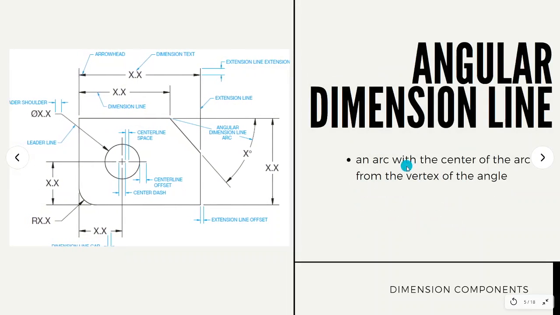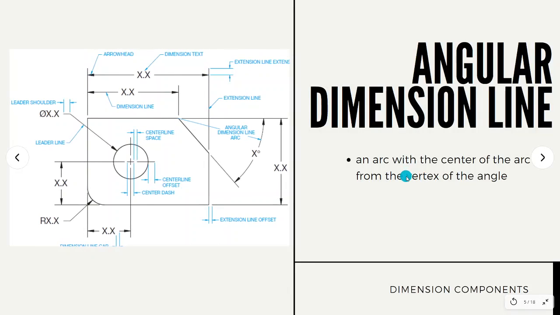So moving on to our angular dimension line. This is an arc with the center of the arc at the vertex of the angle. So we would be using an angular dimension line, which is an arc, for the typical measuring of an angle.